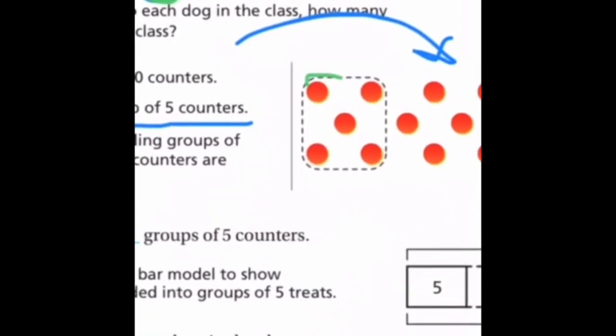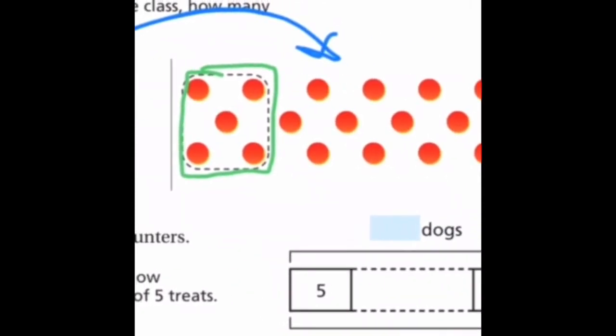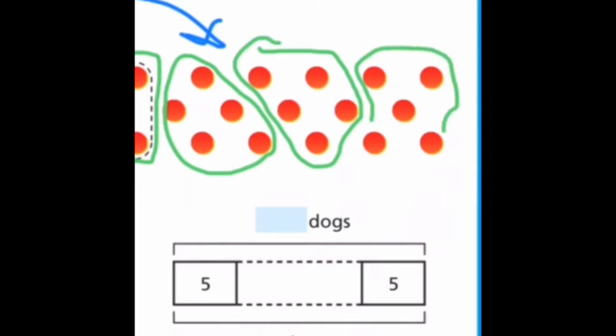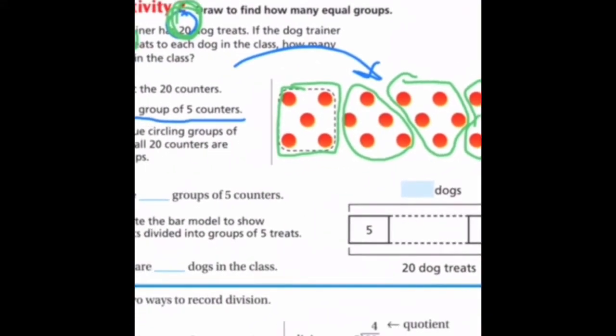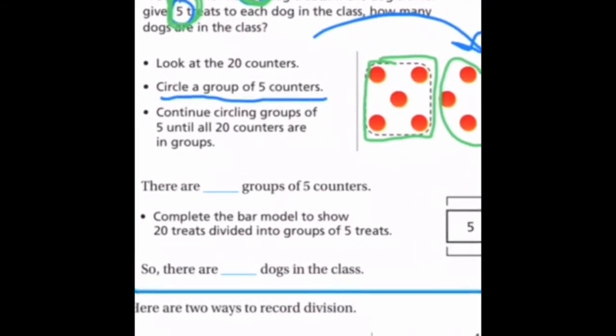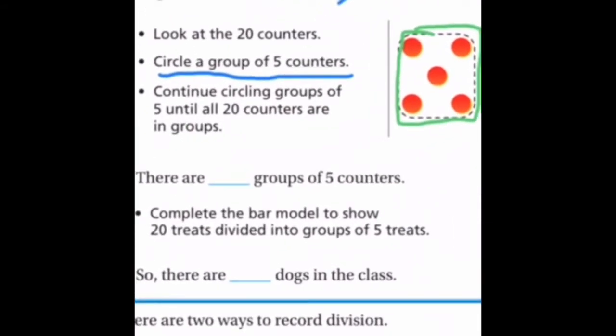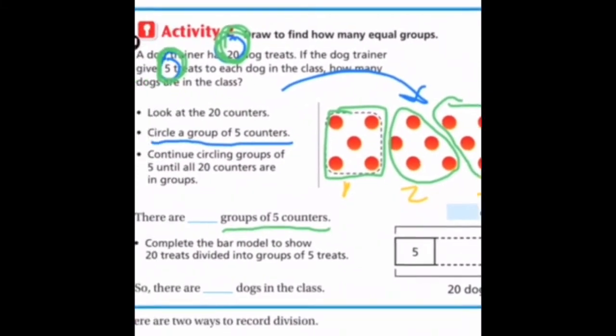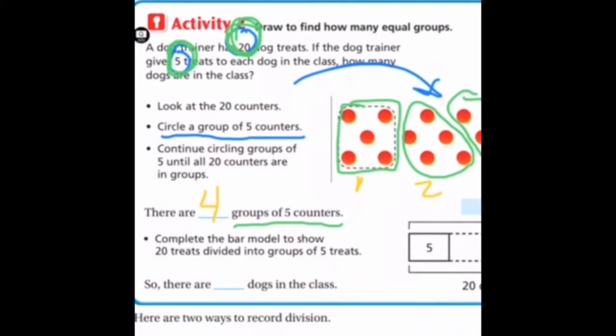Okay, so if I circle this group of 5, that means that dog's going to get 5 treats. And I need to circle another group of 5 right there. And 1, 2, 3, 4, 5 right here. And then 1, 2, 3, 4, 5 right there. Okay, so I circled all my groups. Now I count up how many groups of 5 counters, right? And if we look, we have 1, 2, 3, 4. So we have 4 groups of 5.